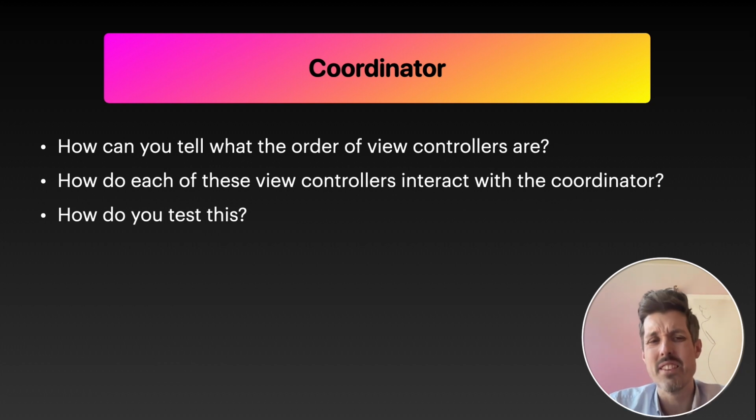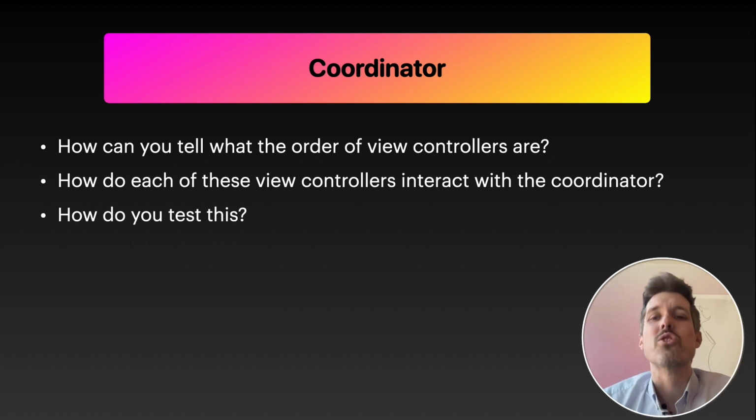Because the reality is when you look at a coordinator class, there are always these questions that come to mind. Like, how can you tell what the order of the view controllers is? There's nothing in the code that really communicates this to you. You kind of have to piece it together yourself. It's also not clear how each of these view controllers interacts with the coordinator. Often it's going to be split up between multiple files, and you have to search the whole landscape in order to figure out what's going on.